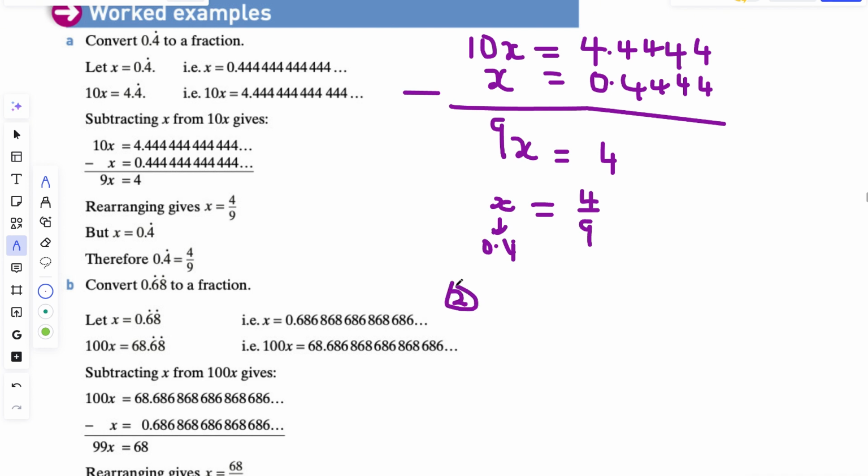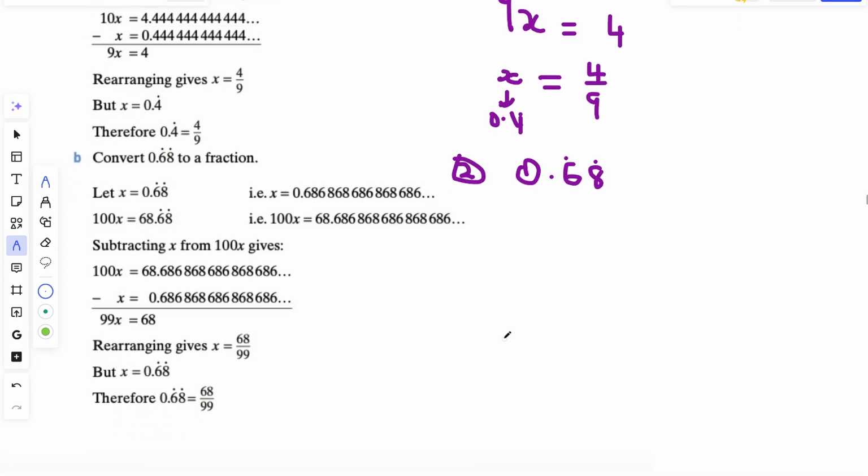2 digits repeat themselves. Let's say we say 0.68 with a dot on both of them. Dot on both of them means 68 will be repeating itself. So you can simply say let x equal to 0.6868. So let x equal to 0.68 repeating.